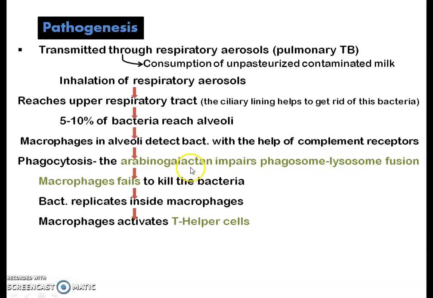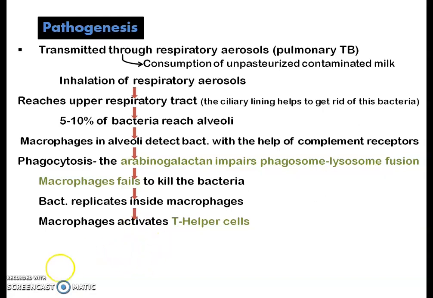But the arabinogalactan present on the bacteria's cell wall impairs this phagosome-lysosome fusion. And so the macrophage fails to kill the bacteria. The bacteria replicate and reside inside the macrophages. The bacteria replicate inside these macrophages, and at the same time macrophages activate T helper cells.